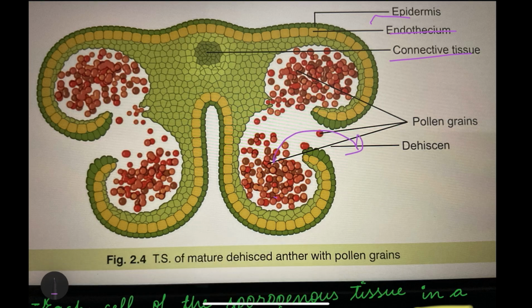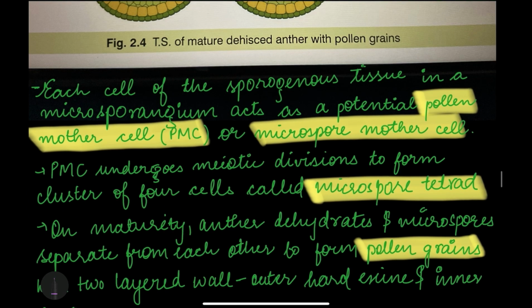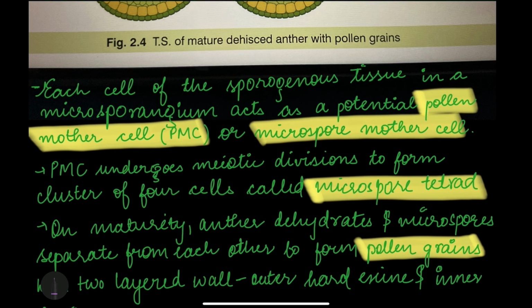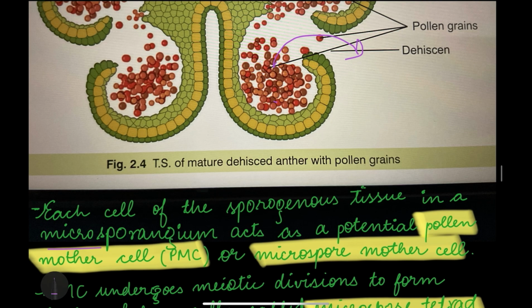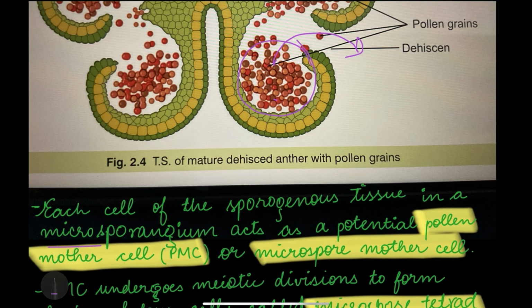The pollen grain comes out. Each cell of the sporogenous tissue, I've shown you the sporogenous tissue inside the tapetum, was situated in a microsporangium. What is a microsporangium? This entire thing is a single microsporangium. Each anther has four microsporangia.